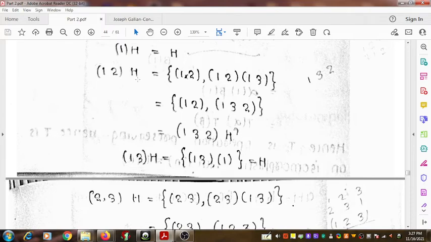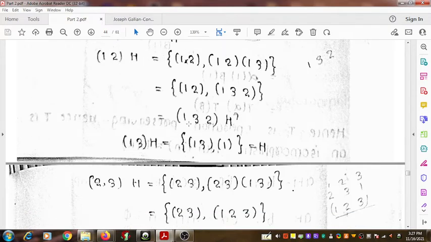Thus here intersection of two cosets take place here. And this is a coset, and this is a coset formed by using (1 2), and this is the coset of h formed by using the element (1 3 2).